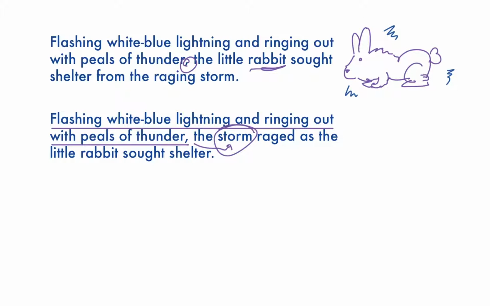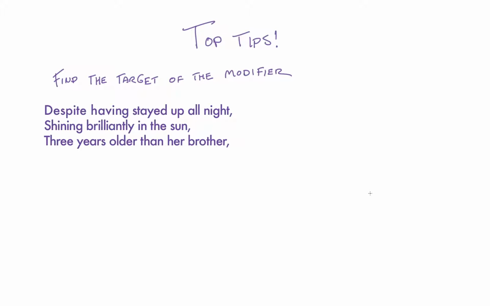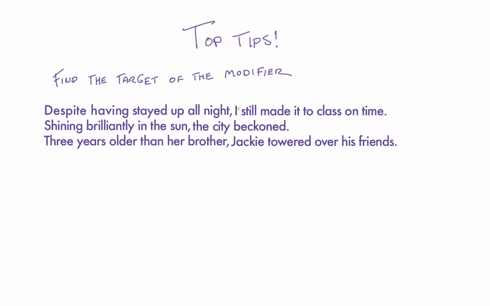And that makes much more sense. We have some top tips for taking on questions like these. Top tip: find the target of the modifier. If you have a sentence that begins with a phrase like, despite having stayed up all night, or shining brilliantly in the sun, or 3 years older than her brother, the next thing should be the noun that the phrase is describing, the target. So despite having stayed up all night, I still made it to class on time. Shining brilliantly in the sun, the city beckoned. 3 years older than her brother, Jackie towered over his friends.